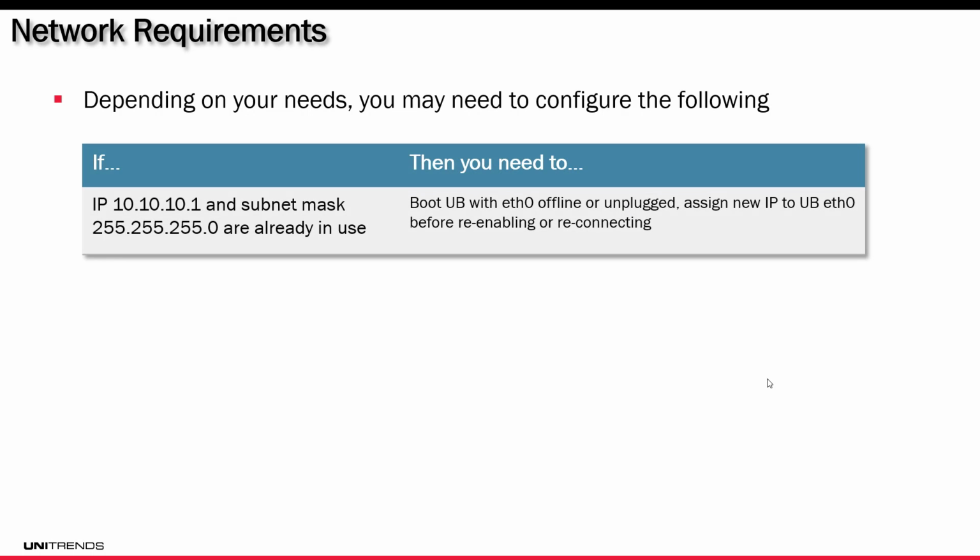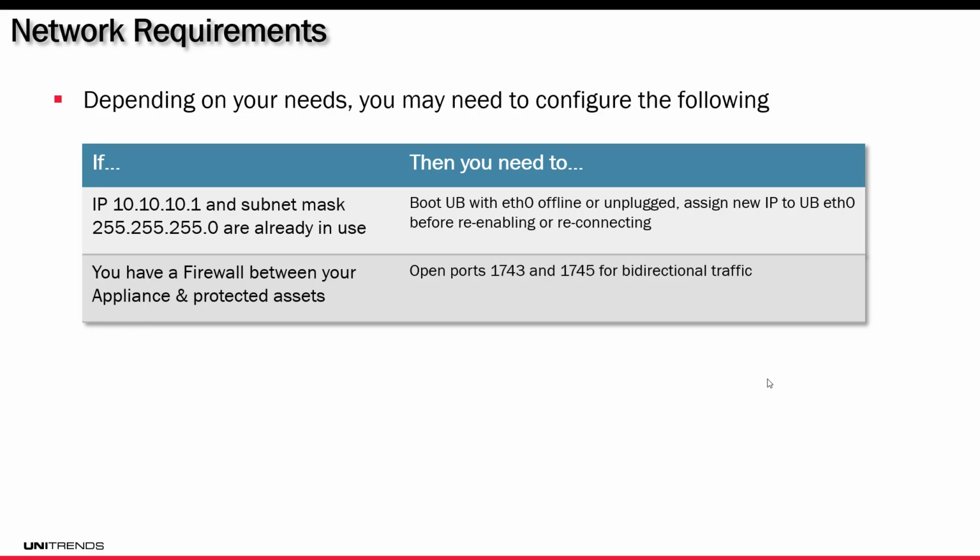Now, if we look at the network requirements, depending on your needs, you may need to configure the following. If your current network is using 10.10.10.1 on 255.255.255.0, you want to make sure you boot that new appliance, whether it's physical or virtual, with the network cable either offline or unplugged. You want to make sure you assign the new IP to the UB or eth0 under the console before re-enabling or reconnecting that network and booting that appliance back up. It's very important. You will take over a network if they're using that 10.10.10.1.